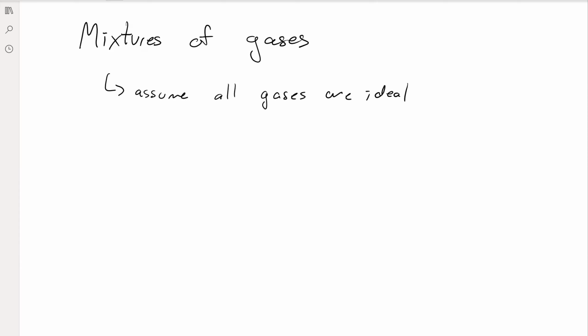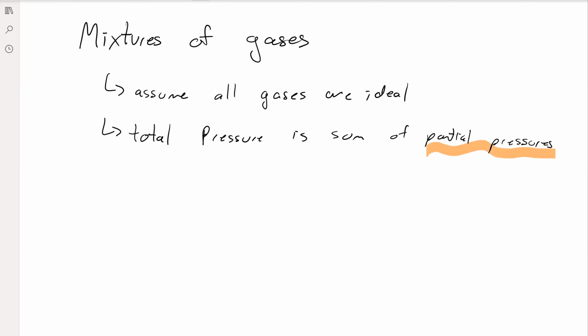And so if we assume that they're all ideal gases, they all basically behave the same. All we care about really is the total number of moles because we're assuming that they're all ideal, so they're all behaving essentially the same. So the total pressure is the sum of the partial pressures. And partial pressures just means it's the pressure of the gas if it were by itself.